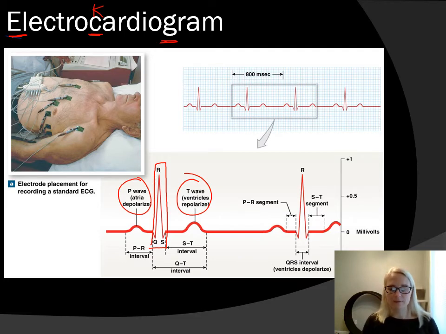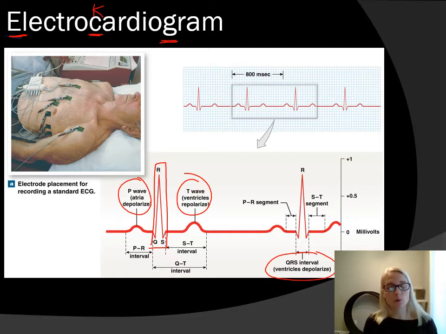Then we have the QRS complex, or the QRS interval, which is representing the ions flowing, or the depolarization, of the ventricle musculature. Now, ventricles are way bigger than atria, so of course their electrical signal is going to appear a lot larger than that. And then the T wave is ventricles repolarizing. So again, ions flowing, but flowing back to the resting state. So we have P, atria depolarization, QRS is ventricle depolarization, and T is ventricle repolarization.